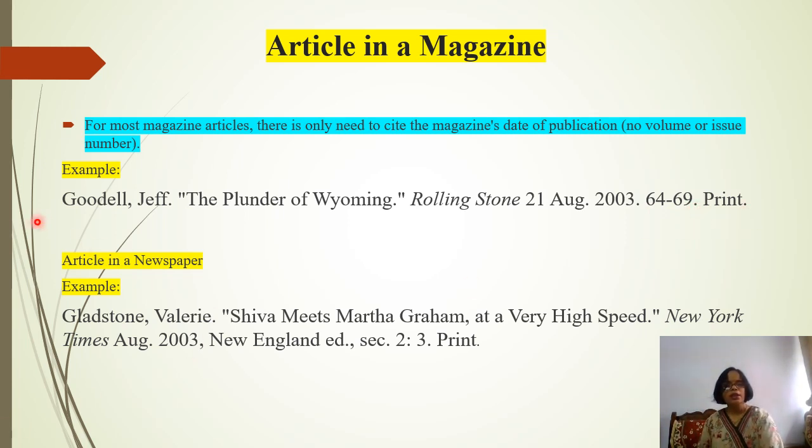Suppose an article in a newspaper is there, then again the writer's name, then the article's name, The New York Times, August 2003, New England edition, section 2, page range 2 to 3, and print.